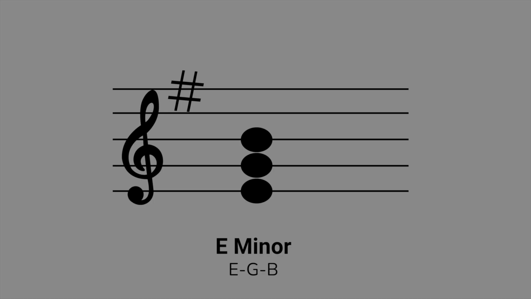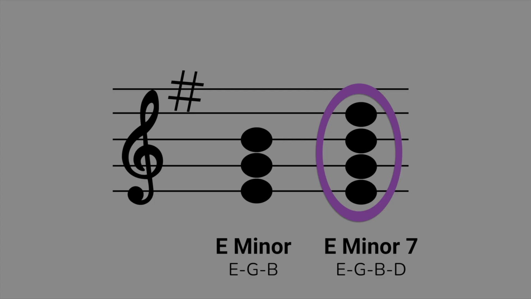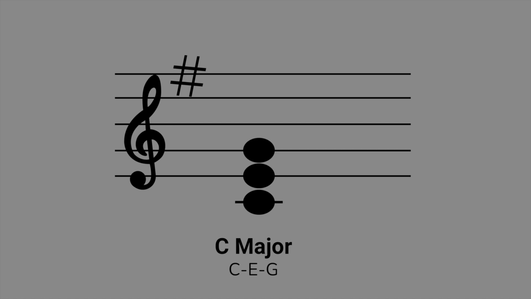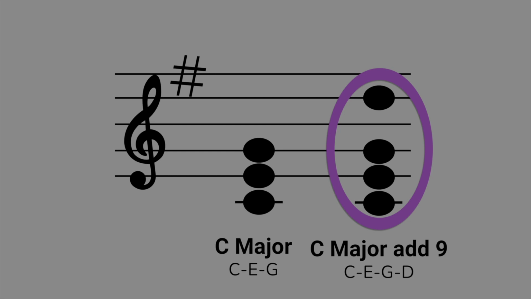So again, let's use the 6-4-1-5 progression in G. So instead of E minor, we're going to hear E minor 7. And the note that we've added to that E minor is a D. Instead of C, we're going to hear C add 9. And again, the extra note in that chord is the note of D.